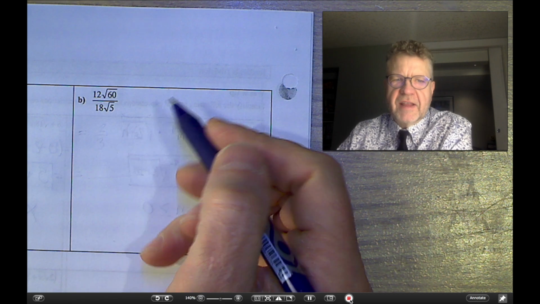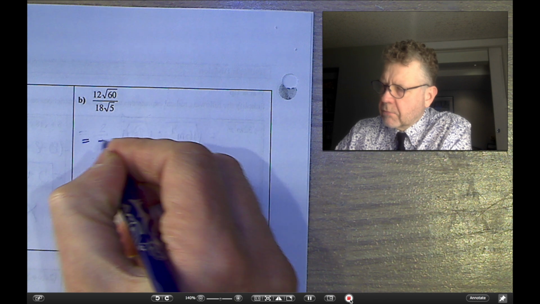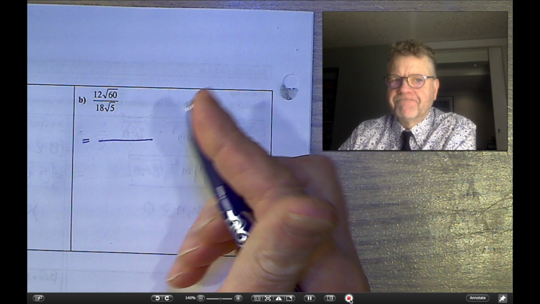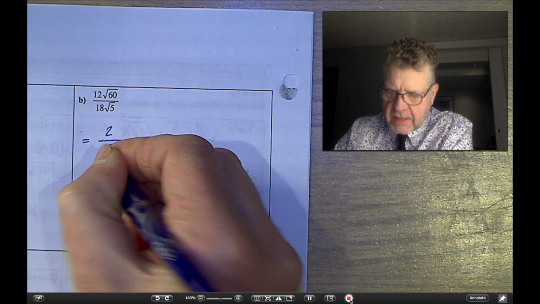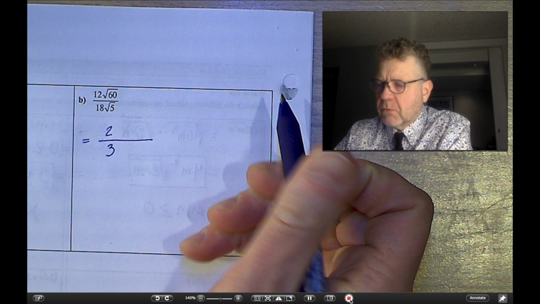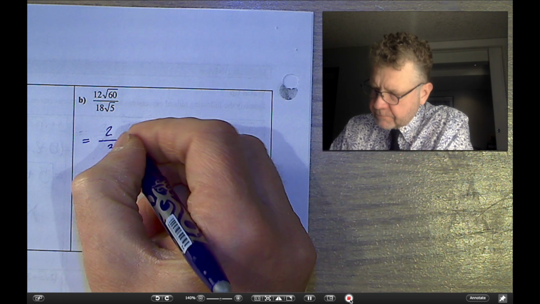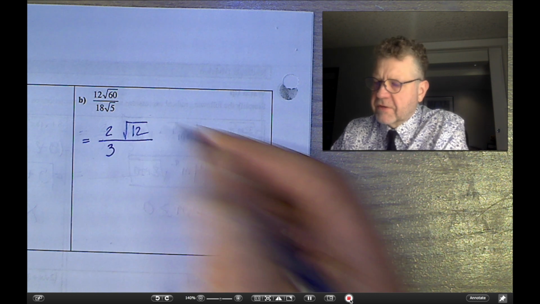Root indices are the same. Well, first thing you do is resolve the 12 over 18. Well, what's 12 over 18? I think 6 goes into both. Sort of like that, yeah. And what is 60 divided by 5? Is it possibly 12? Sure is.